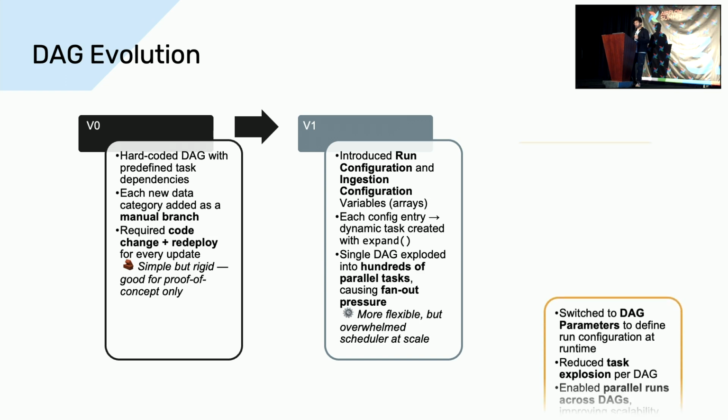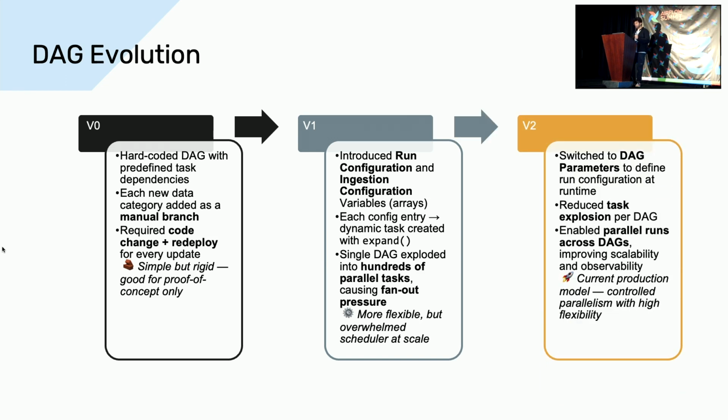choking the scheduler. In the third iteration, we switched away from relying on only one DAG and allowed users to run the DAG using DAG parameters. Each time they can pass one configuration to either the ETL DAG or the ingestion DAG and run them in parallel. So this reduced one DAG spinning into many tasks, and gave us parallel DAG runs instead.